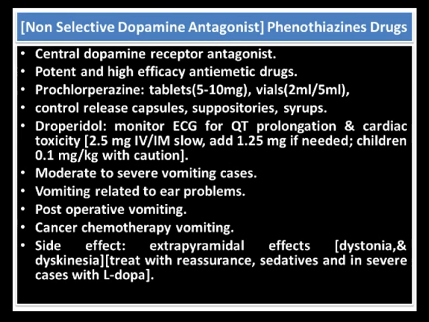Sedatives, and in severe cases you can provide L-Dopa. L-Dopa is a prodrug that is transformed to dopamine. So you block dopamine by using these drugs. So if side effects come, give dopamine, not in a direct way, but by giving L-Dopa. So levodopa gets converted to dopamine, and tries to bring down the side effect profile of this drug, especially extrapyramidal side effects.